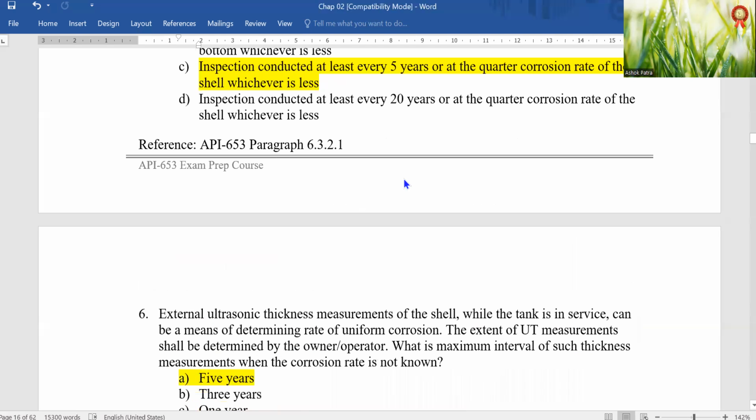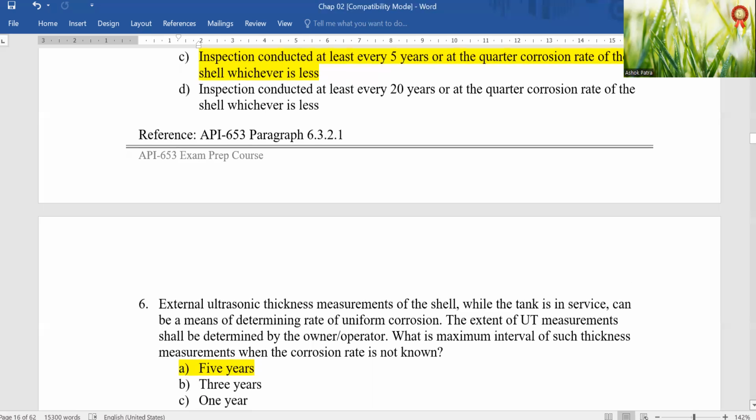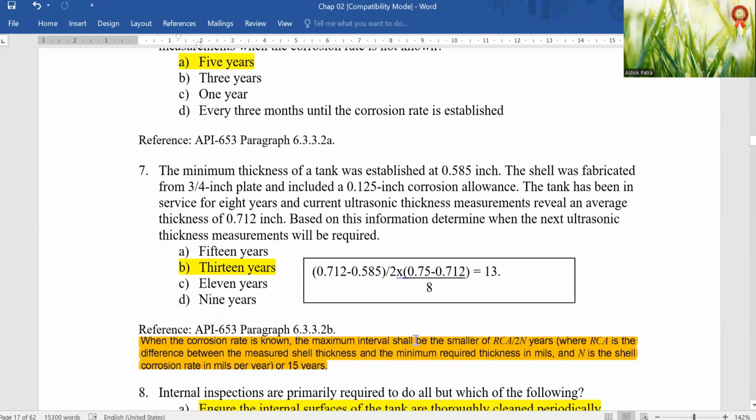And the minimum thickness of a tank is established at 0.585 inch. That is the minimum. It is 3 by 4 inch plate fabricated from this, so that is 0.75, and you have included 0.125 inch corrosion allowance, so nothing to do with 0.125. What you have, that is not a big thing.